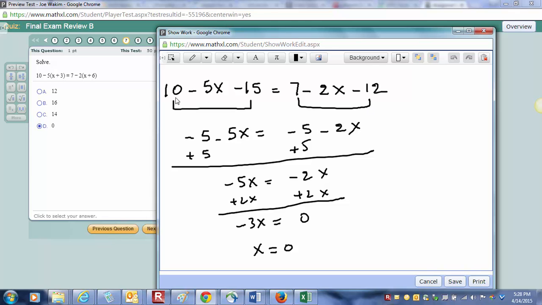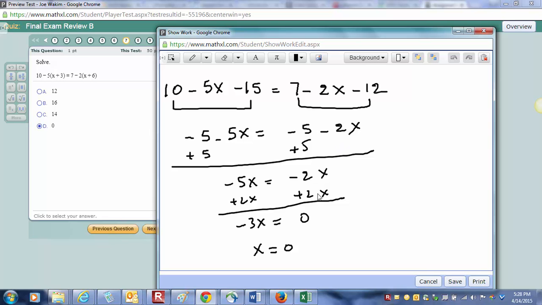Now let's combine like terms. 10 minus 15 is negative 5, and bring down the negative 5x. On the right side, 7 minus 12 is negative 5, and then negative 2x. Since I have negative 5 here and negative 5 here, they cancel if I add 5 to both sides. So I end up with negative 5x equals negative 2x.